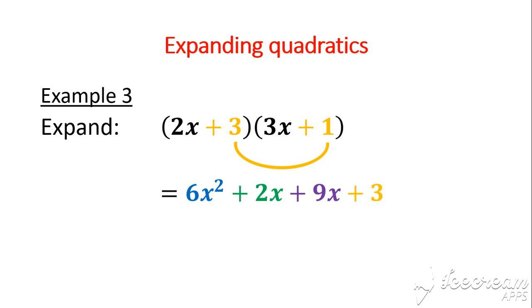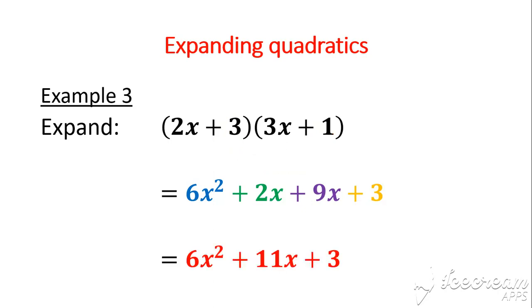So now when we go to simplify it, the only term with x squared is the 6x squared. The 2x plus the 9x in the middle are like terms and add to 11x, and we have our plus 3.